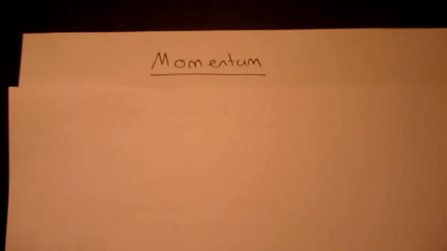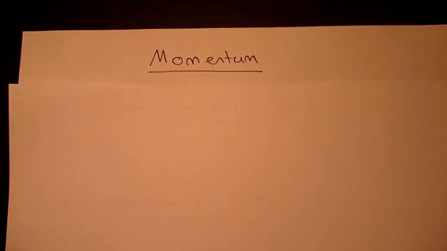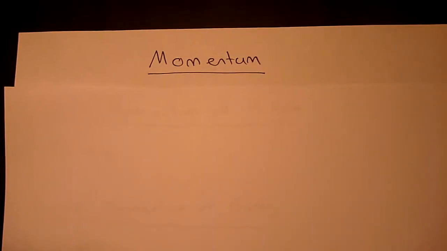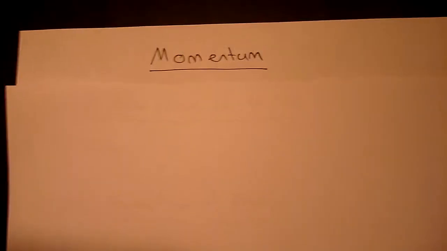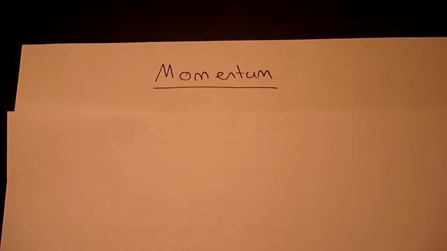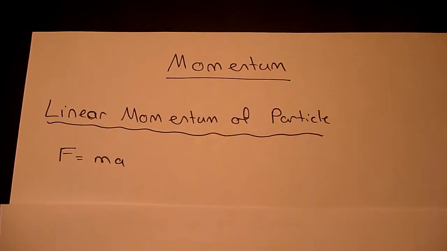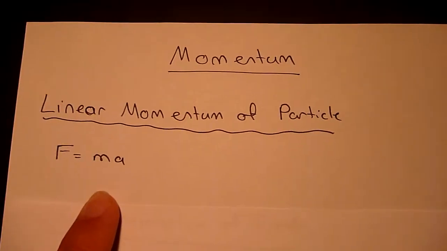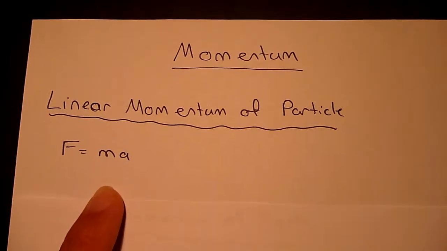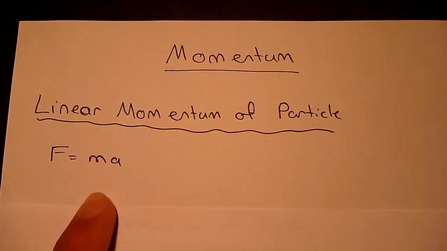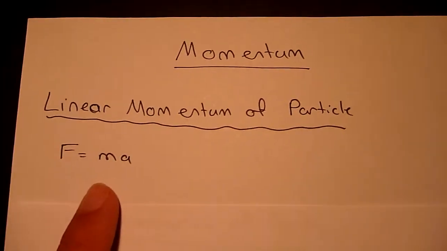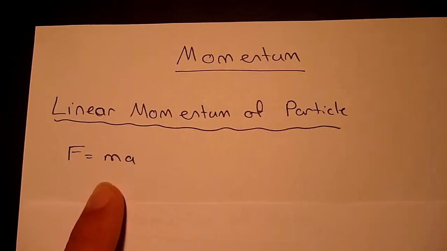This revision tutorial will be based on momentum. For rigid bodies, we are concerned with both translational and rotational momentum. The equation that we have used previously, F equals ma, provides only enough equations to solve for translational motion. Furthermore, this is designed for particles.